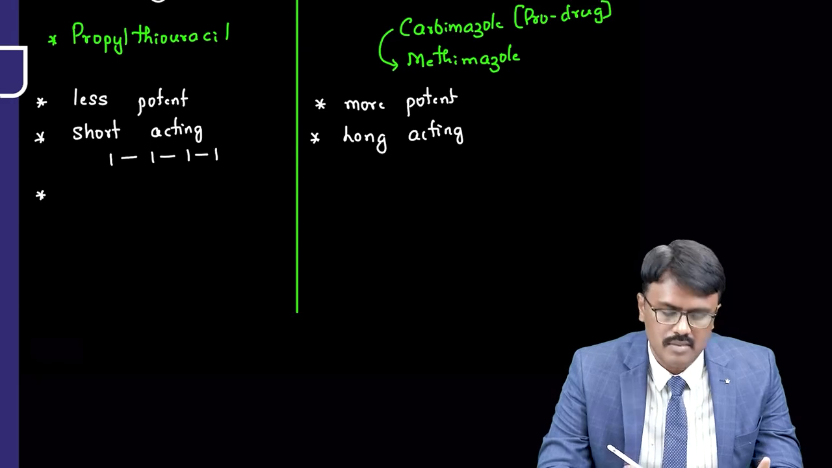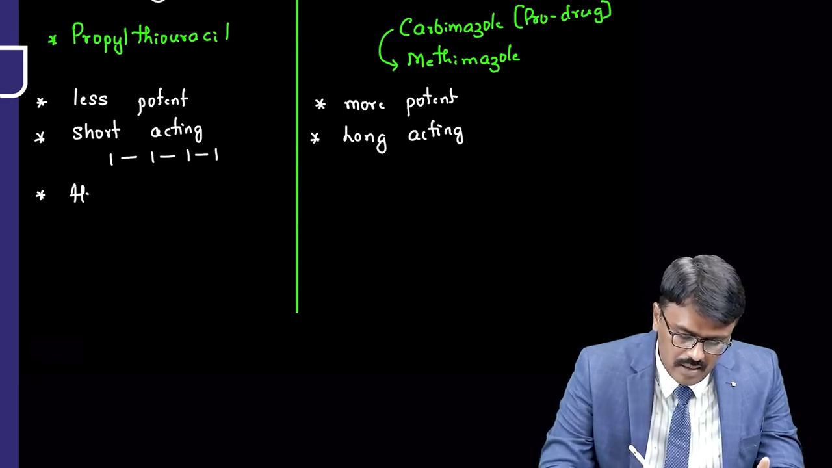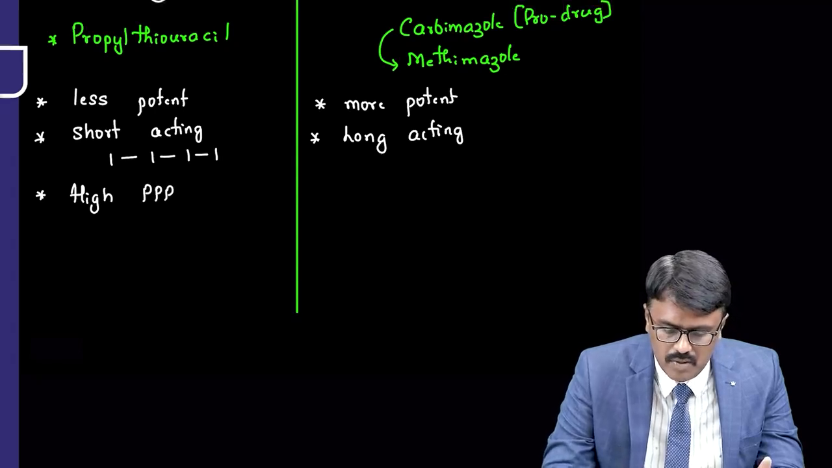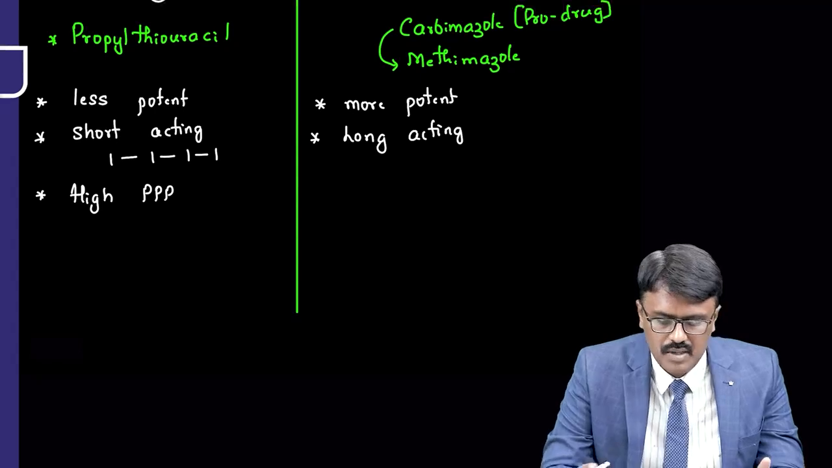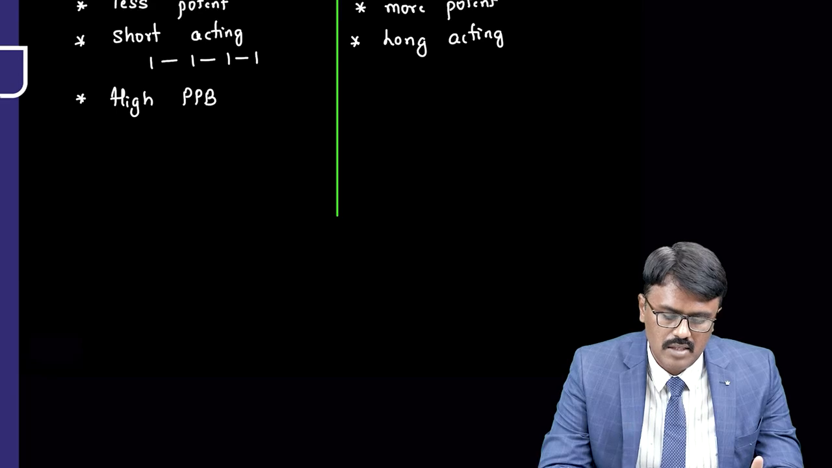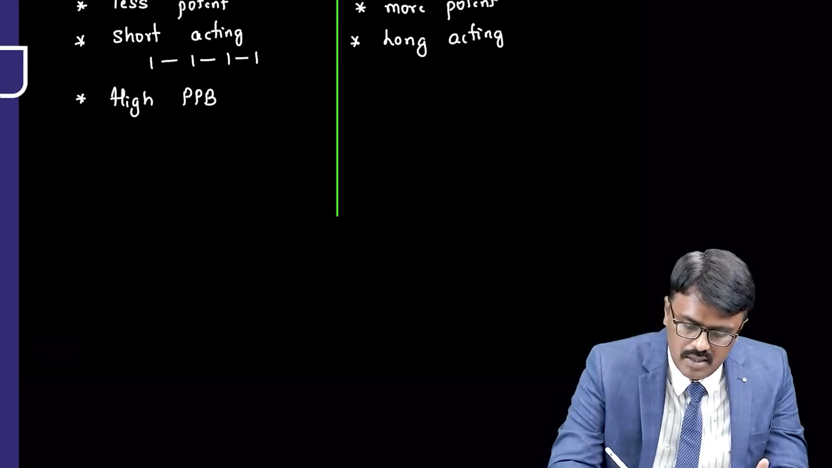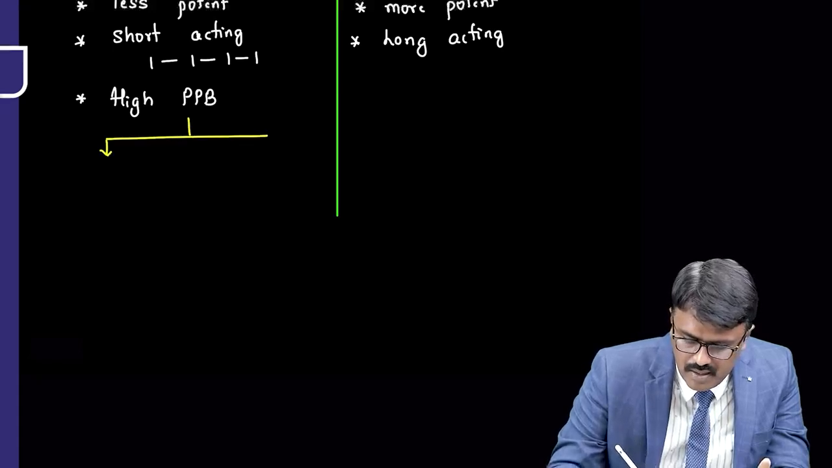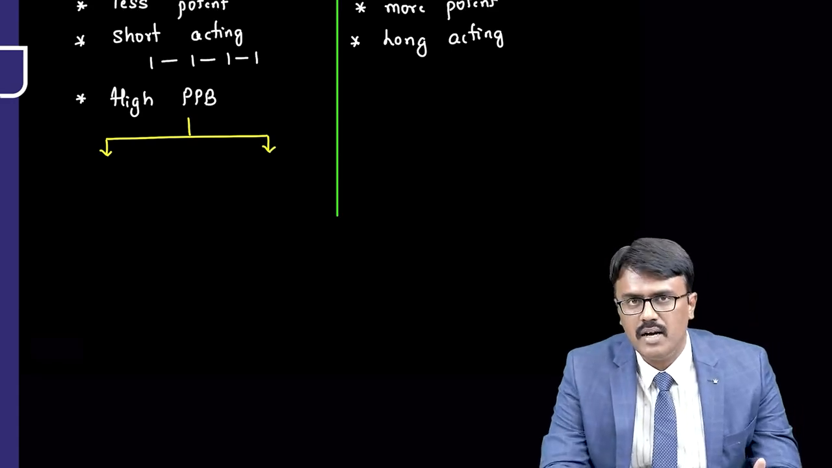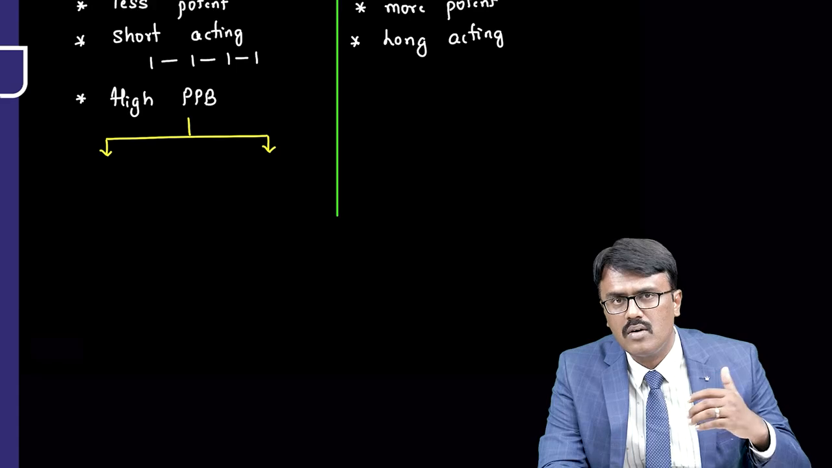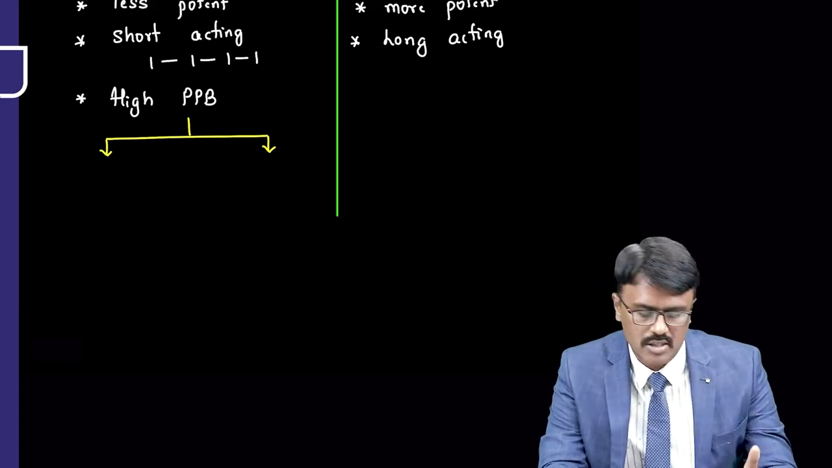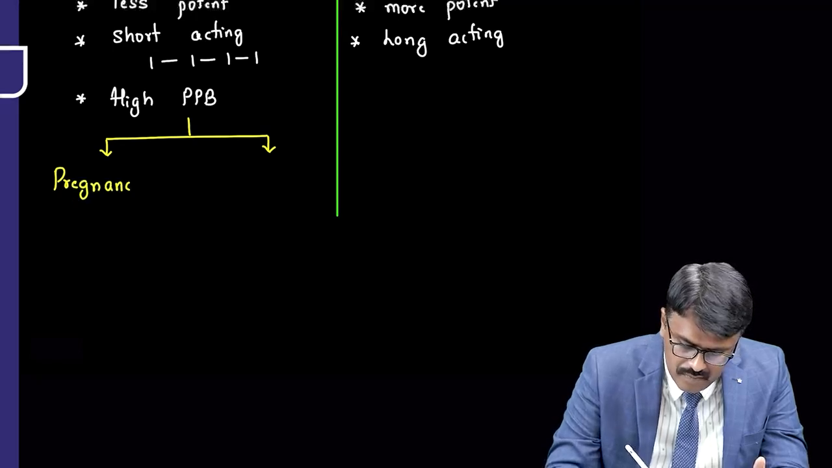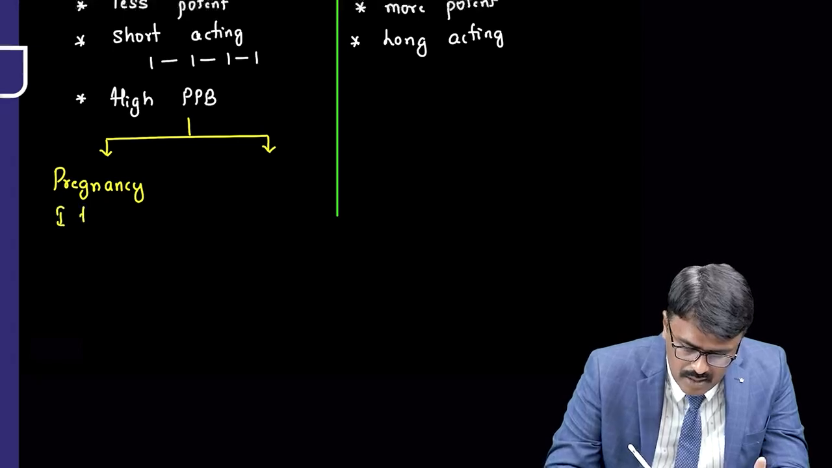Then another important point, propylthiouracil has high plasma protein binding. So it binds the plasma protein very much. So I may ask you a question, what is the advantage of high plasma protein binding? The advantage is two. Advantage number one, because of high plasma protein binding, it will not enter the placenta easily. So that's why you can prefer this drug in pregnancy, particularly first trimester.